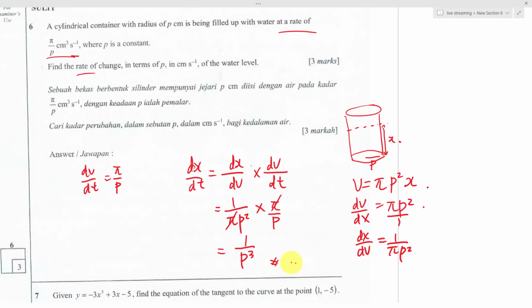Why is p a radius? p is a radius because it is given. You read the first sentence here, with a radius p. If you do not understand this question, it might be quite hard for you also.